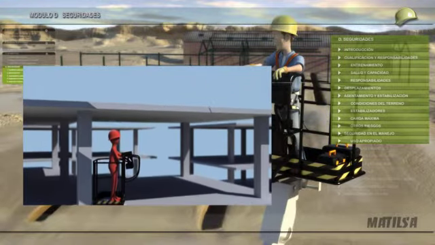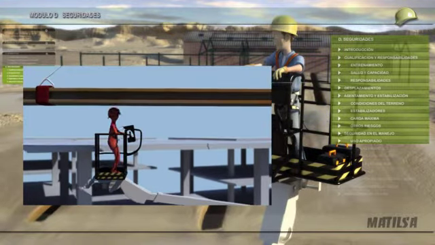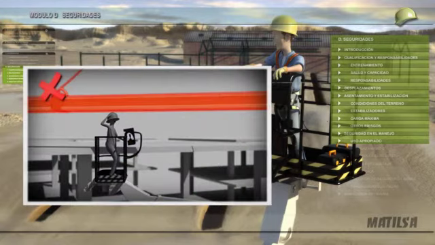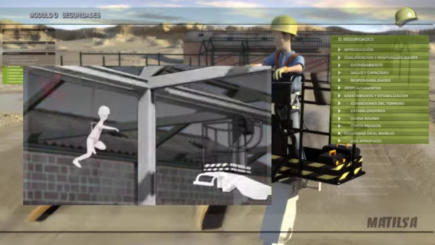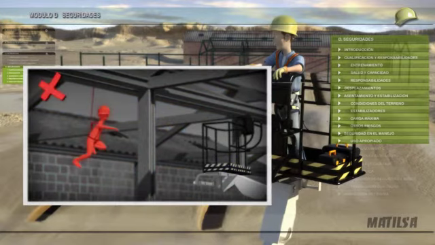Every time we get on or off the platform, we should make sure that it does not constitute an obstacle in our work area. When using a harness, you should never attach this to other structures that do not form part of the elevating platform.